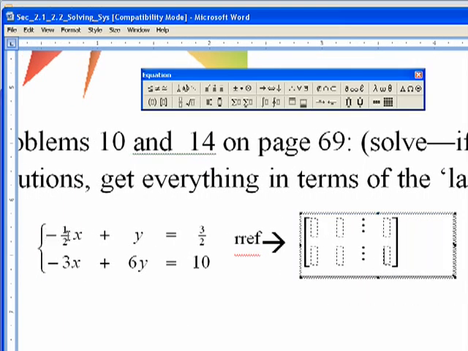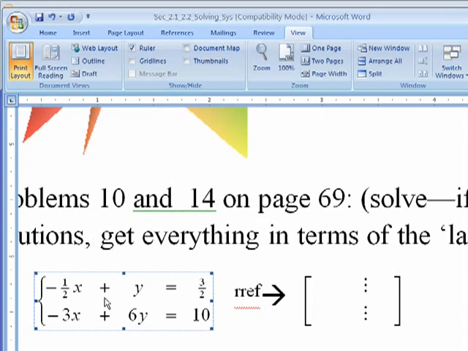So the first thing I would do is think of the augmented matrix associated with this system and put that into my calculator. And that's been shown in several videos. So I'm going to go to edit the matrix, 2 by 3, and then put the coefficients in. So negative 1/2, 1, 3/2, negative 3, 6, 10. And then second quit, and then I want to find the reduced row echelon form, the RREF of that matrix.